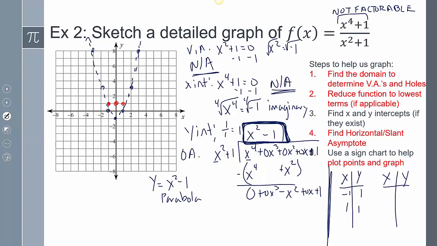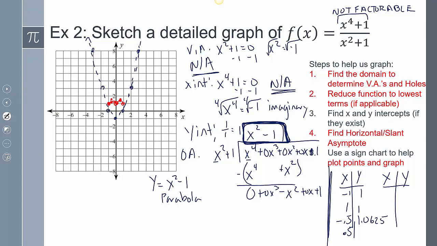So maybe I should plug in values like -0.5 and +0.5. Now when you do that, you get like 1.0625. It's a really small number like that, which means that my graph is going to have a small bump. And so there's going to be these minor bumps that are going to appear there.